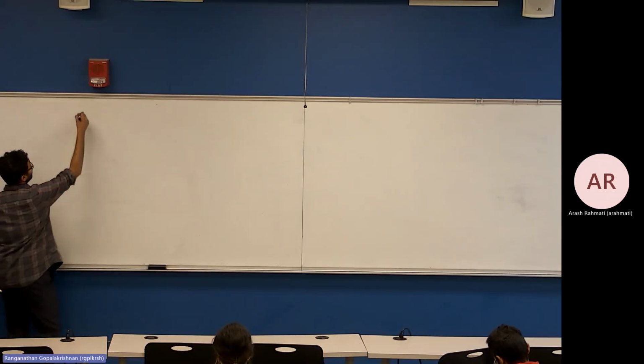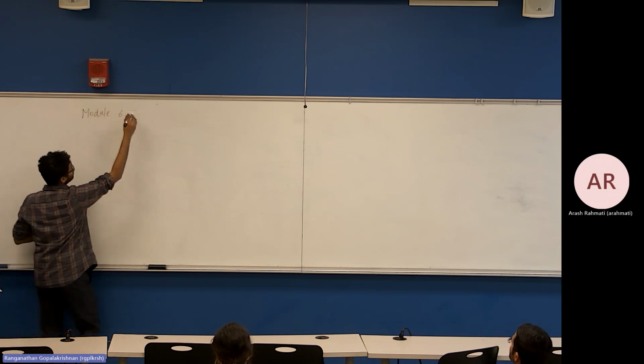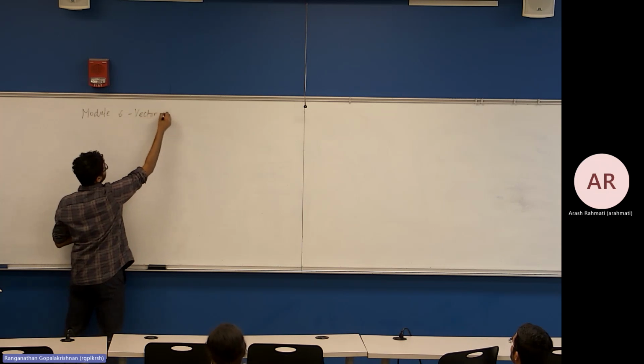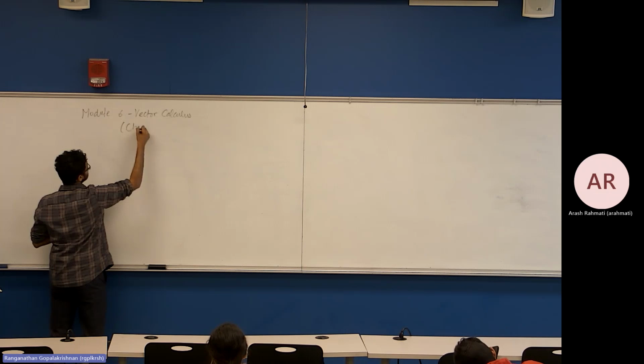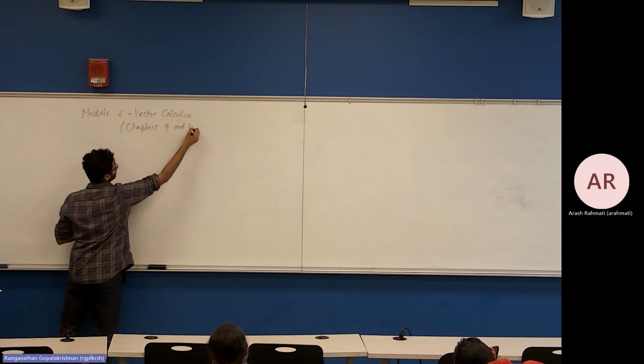So we'll continue with our last unit, which is module 5 vector calculus. Before I begin that, what did we do last time? I just want to make sure there are no loose ends on that. So vector calculus, this is covered in chapters 9 and 10 in the book.